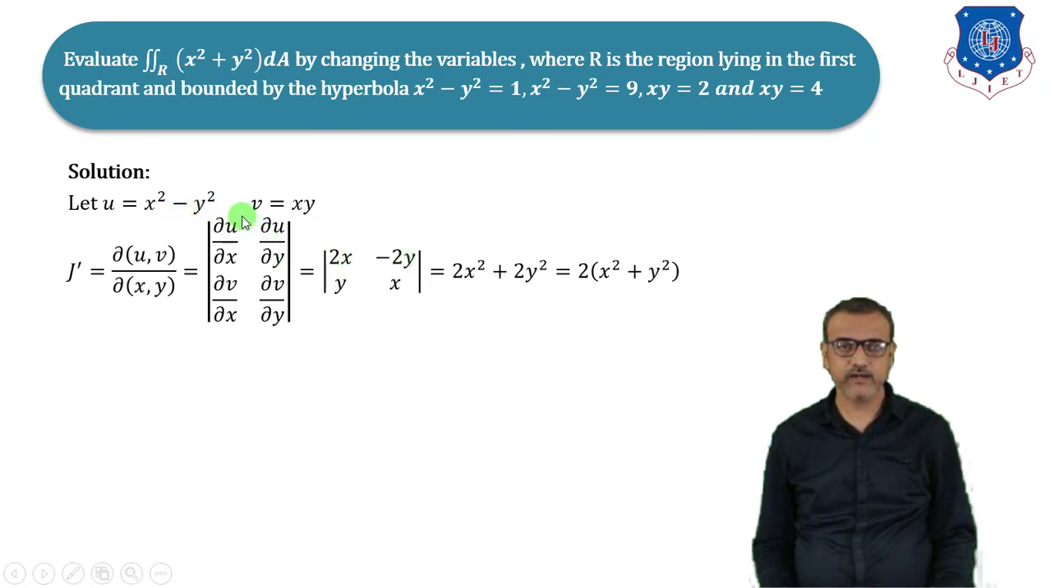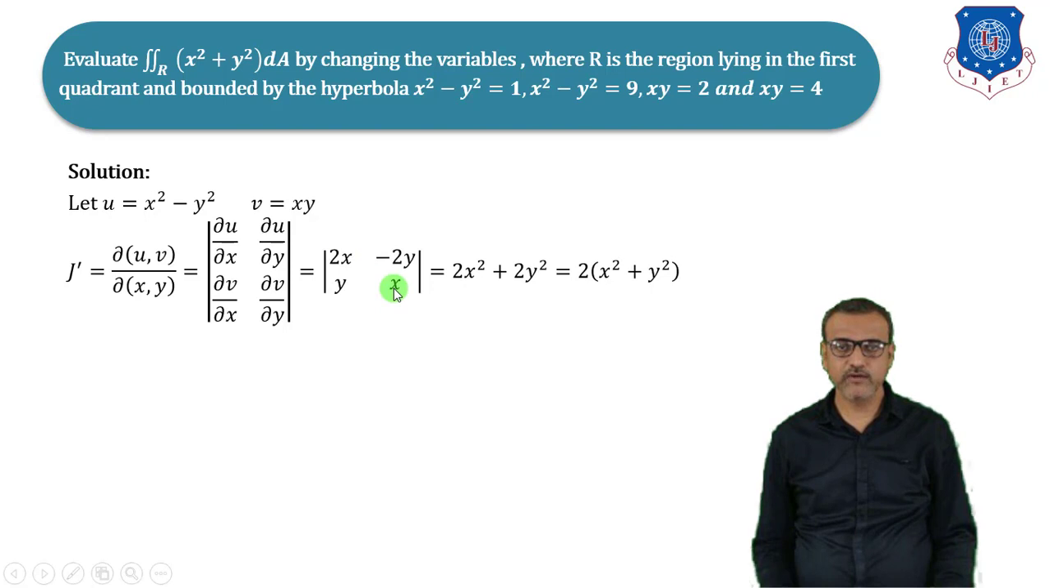Then, del v by del x, the partial derivative of v with respect to x keeping y constant, and the derivative of x is 1, so 1 into y, the result is y. And finally, del v by del y, the partial derivative of v with respect to y keeping x constant, so x will be as it is, and the derivative of y is 1, and 1 into x is x. Now we will solve this determinant.